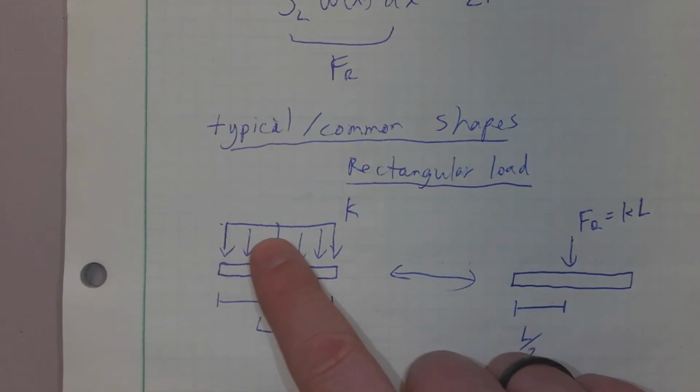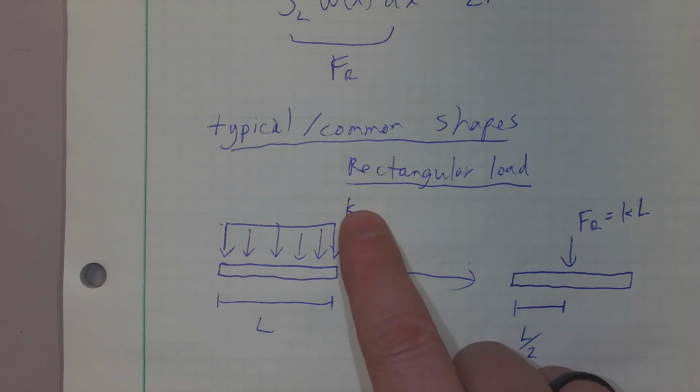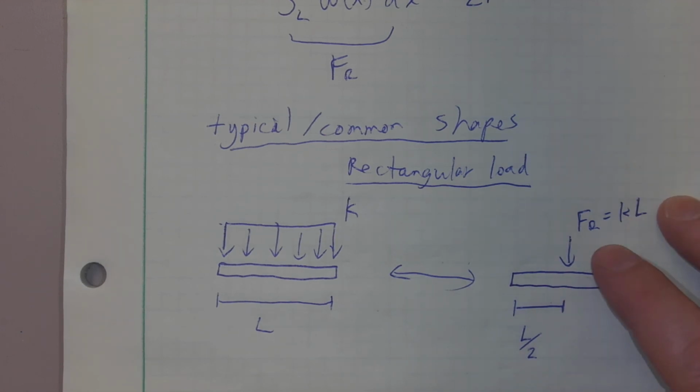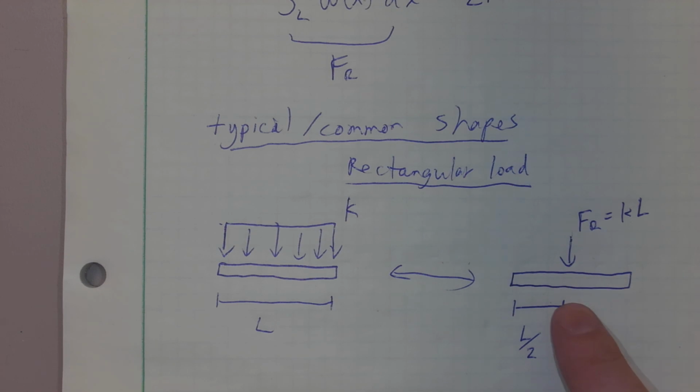So anytime you've got a rectangular load, I just need to know what is its intensity, what's this constant value, multiplied by the length over which it goes. That gives me the total amount of force that's being applied. And then I just need to know over how long that distributed load is going. I can place this force halfway along, halfway from one end or halfway from the other end, whichever way you need to measure.